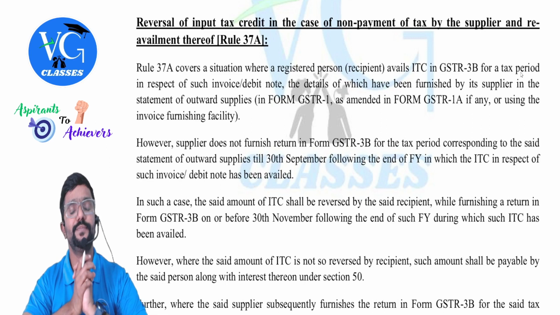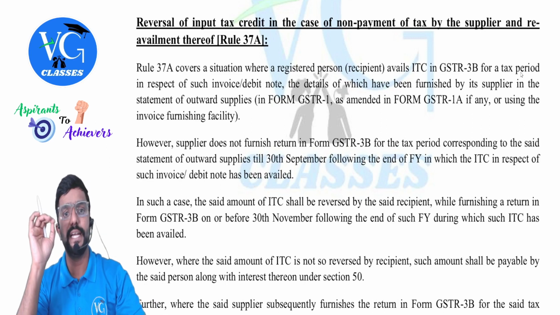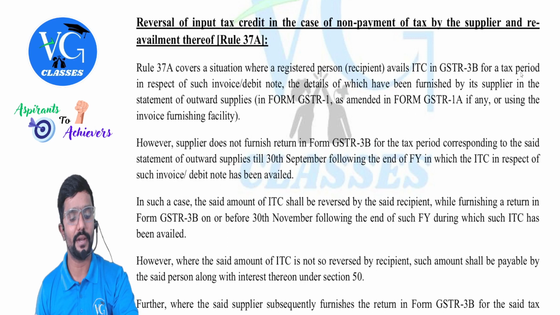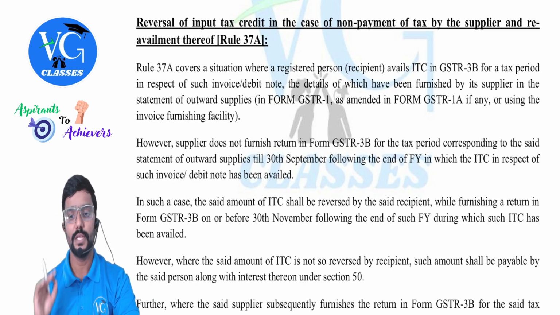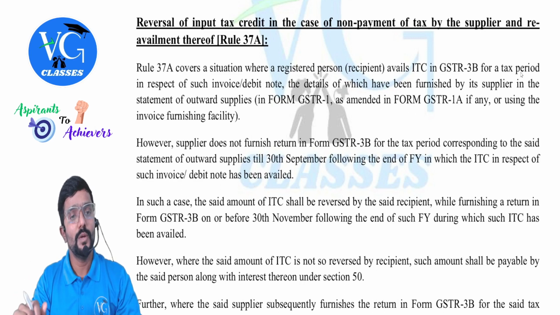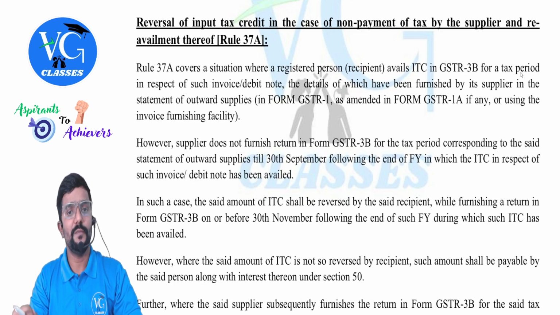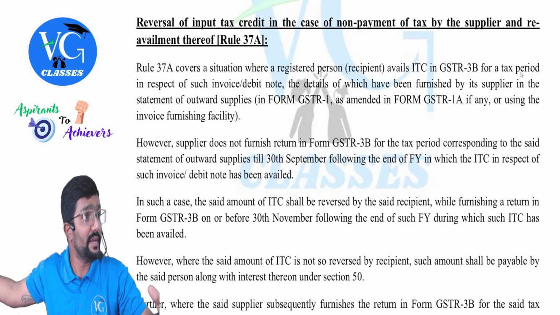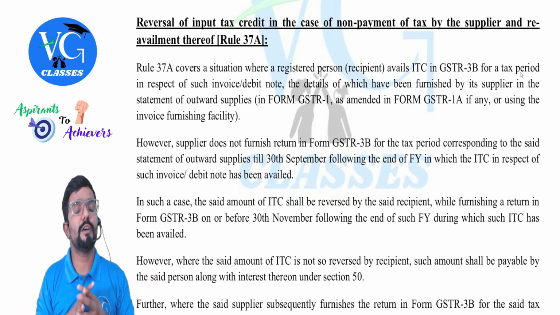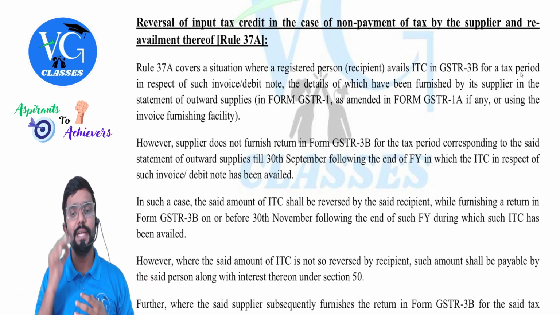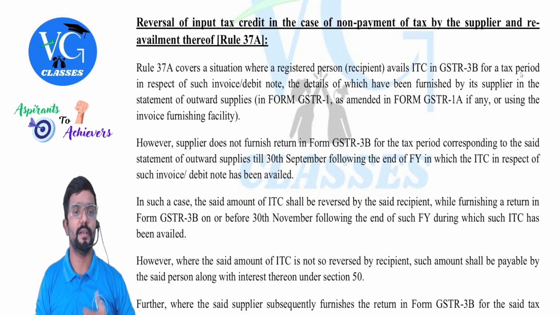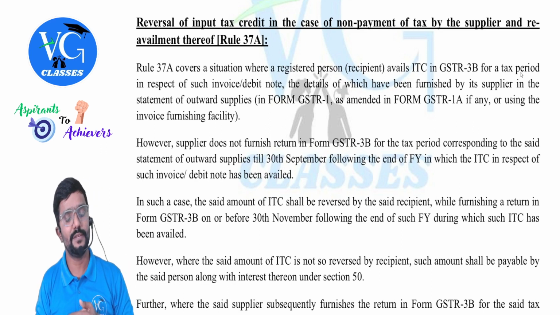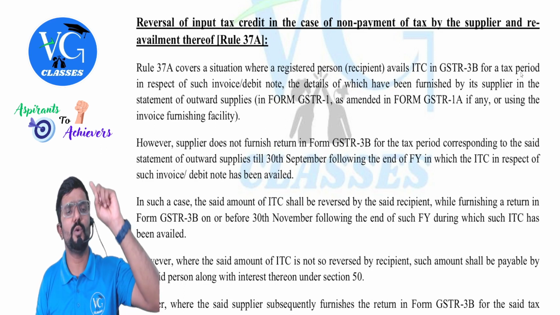Let us read it. Reversal of input tax credit in case of non-payment of tax by the supplier and reavailment thereof. Rule 37A covers a situation where a registered person, that is the recipient, avails ITC in GSTR 3B for the tax period in respect of such invoice or debit note, the details of which have been furnished by the supplier in the statement of outward supplies in form GSTR 1 or as amended by form GSTR 1A. I told you what is 1A, guys.